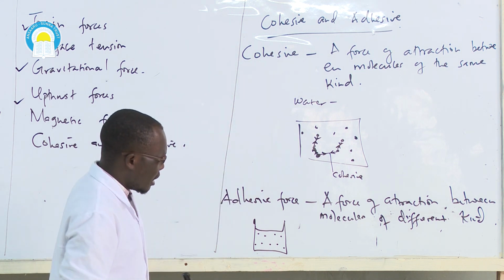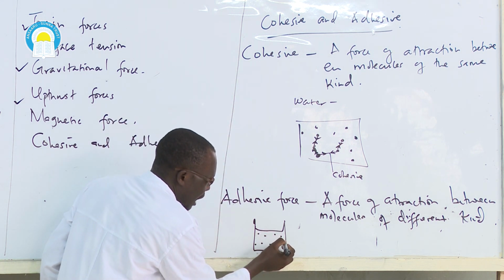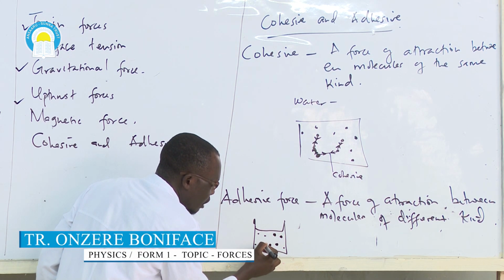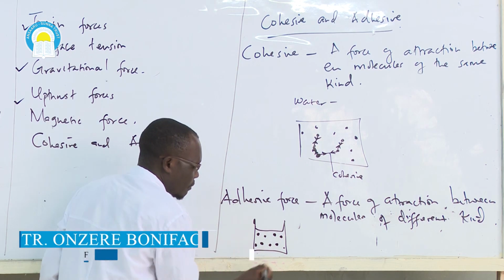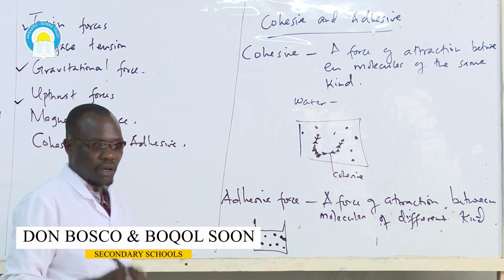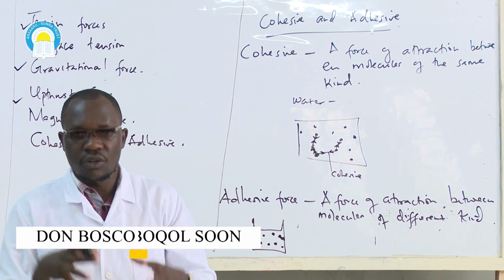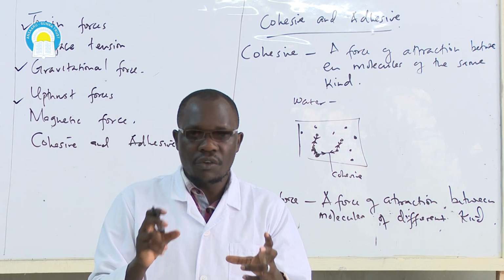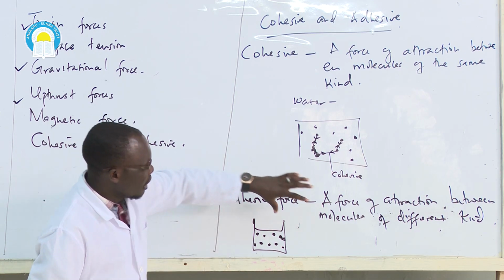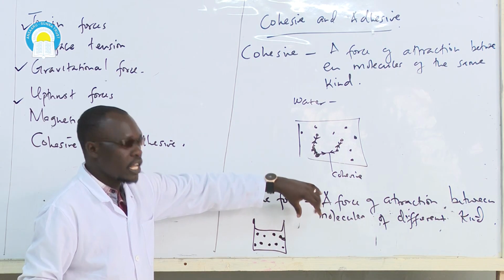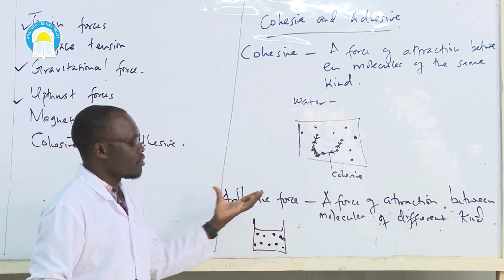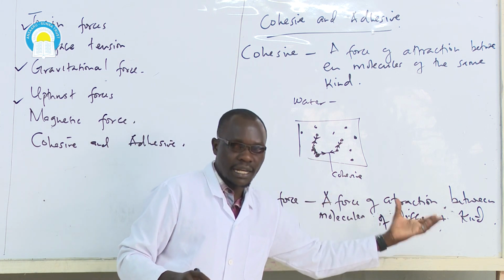But as well, there is a force attracting those molecules of the liquid which are closer to the surface of the container, to the surface of the container. The container is a solid, it has got particles in it. So a force of attraction between the molecules of water and the molecules of the container or the molecules of the surface, we call it adhesive force. A force of attraction between molecules of different kinds.